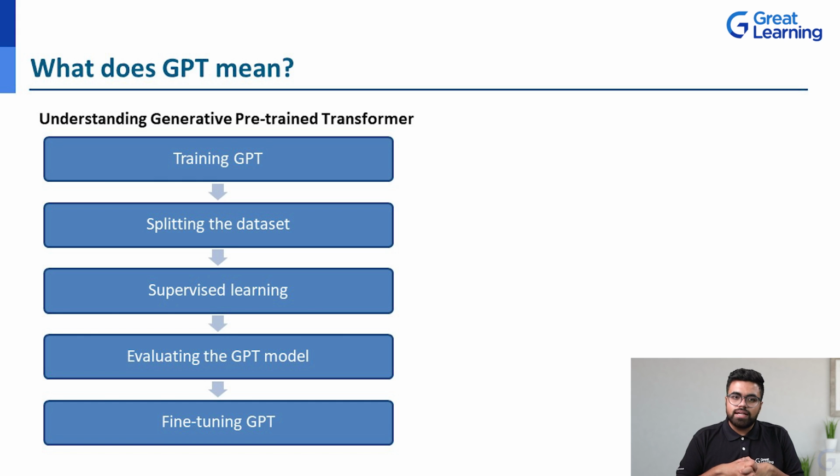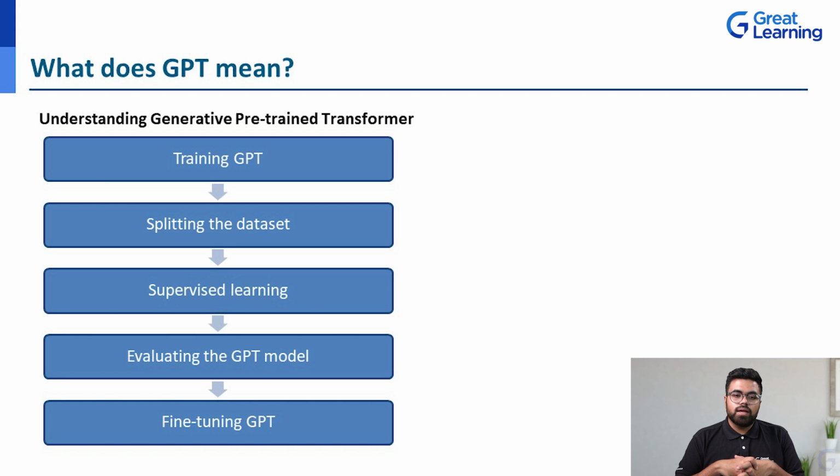Then is splitting the data set. Now the data set is split into two parts. Number one is the training data set. Number two is the test data set. Now the training data set is used to train the GPT model, and the test data set is used to evaluate the GPT model. The test set is not used to train the model, so it can be used to measure the model's accuracy on the data that it has not seen. Something new comes up, it gets used to that.